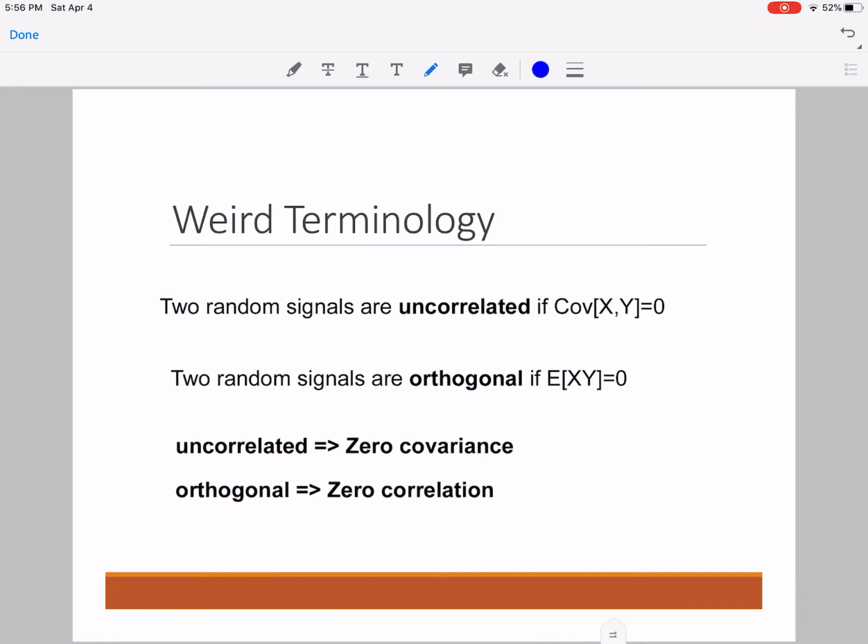There is some weird terminology with respect to covariance and correlation. We say that two random signals x and y are uncorrelated if their covariance is 0. But when their correlation term is 0, we say that the two random variables are orthogonal. So it seems that these terms were devised by some really confused statisticians. And unfortunately, we'll have to live with it. So when two signals are uncorrelated, that means that their covariance is 0. And when two signals are orthogonal, that means that their correlation term is equal to 0.